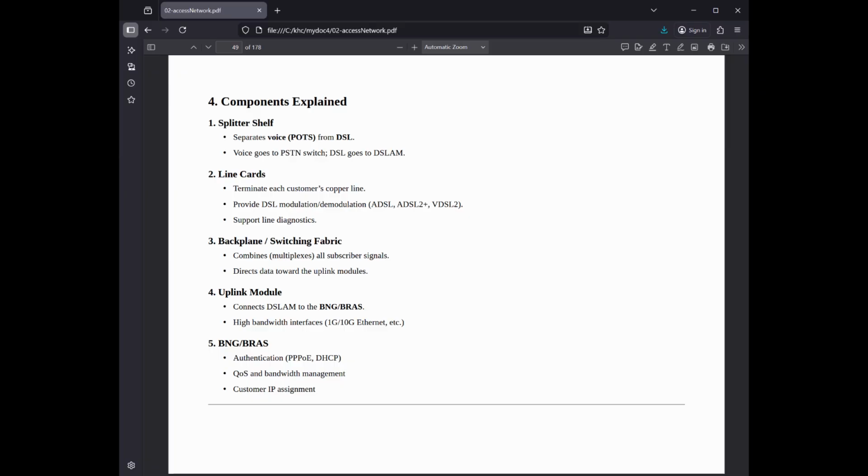3. Control and uplink cards, the brain and exit. These are the most powerful cards in the chassis. They manage the entire system and provide the uplink to the rest of the world. Aggregation: they take the data from all the line cards and multiplex it into 1 or 2 high-capacity connections, usually 1 Gbps or 10 Gbps fiber.